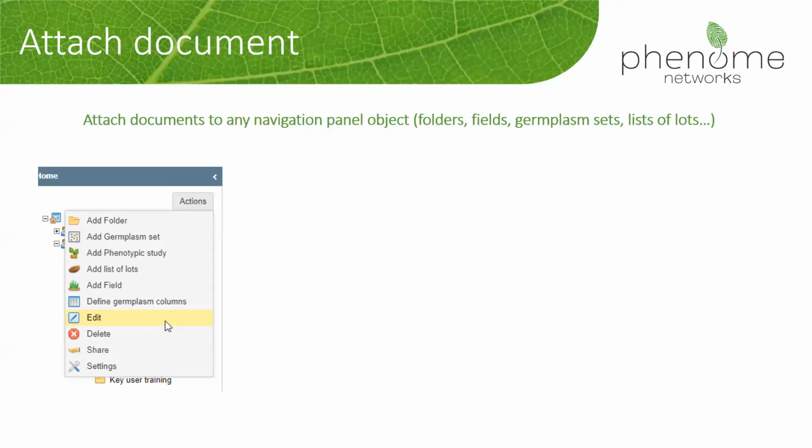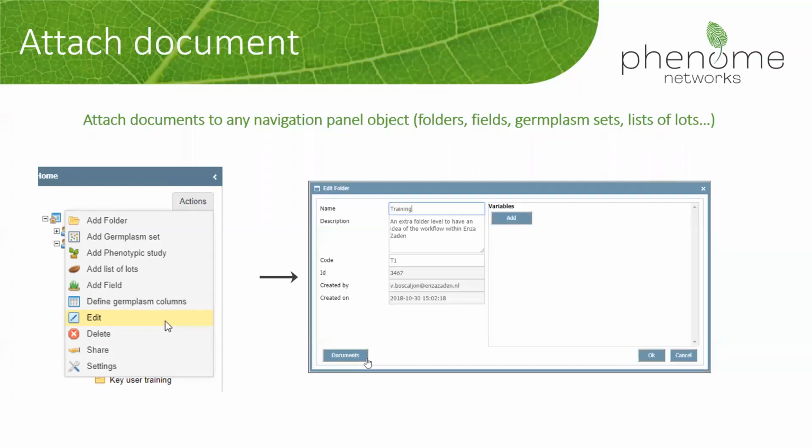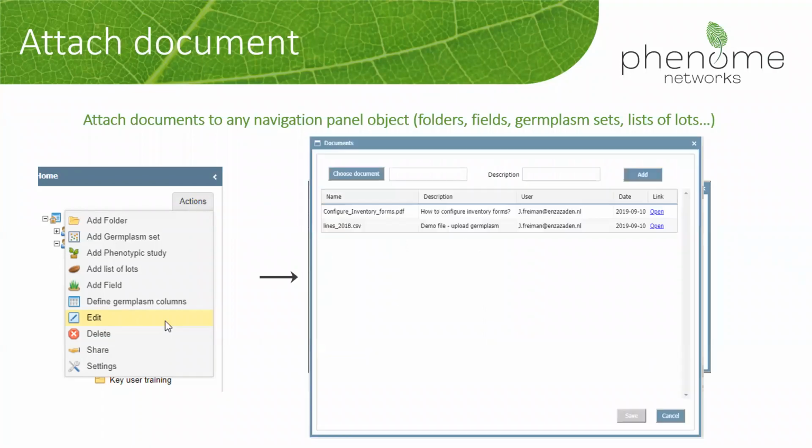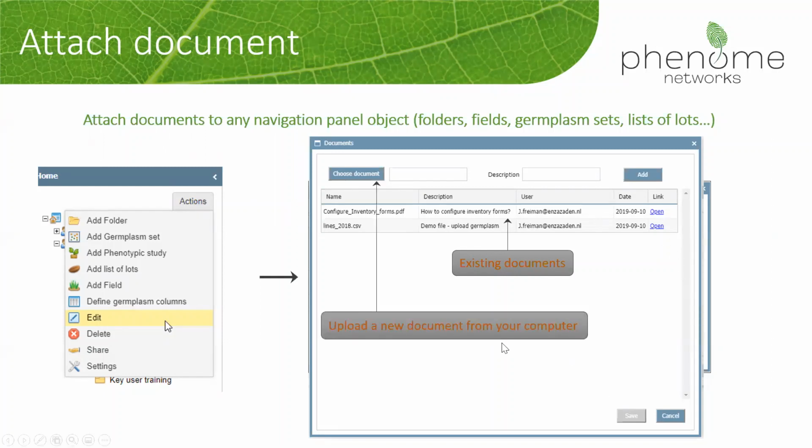I will select it, click on edit. Then I will see on the left bottom corner document, I will click on it. And then I will be able to upload a document. I will click on add, choose, and then I can add a short description, click on add, and then I will be able to open that. So those are existing documents. I'm clicking on open, and it will download the document to the computer of the user.